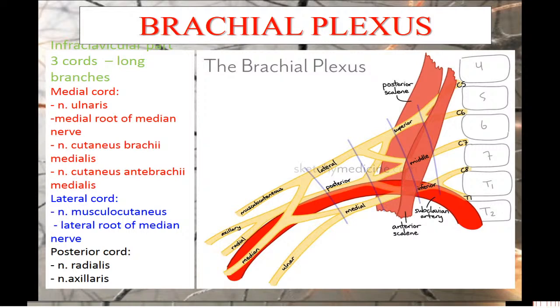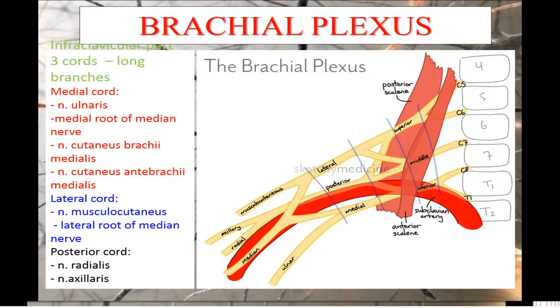And the radial nerve is the continuation of the posterior cord of the brachial plexus, which supplies all the muscles and skin at the posterior surface of the free upper limb. It gets to the dorsal surface of the hand, where it supplies the skin at the dorsal surface of the hand, the thumb, the index finger, and also the lateral half of the middle finger.